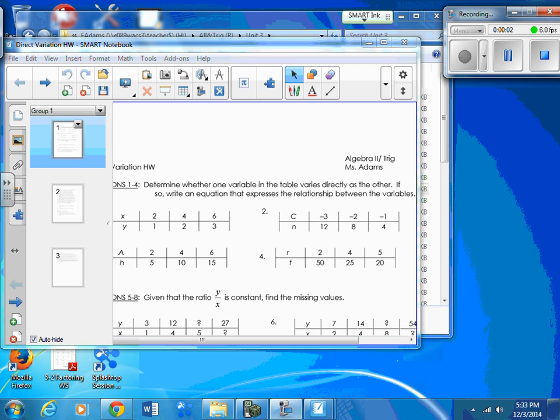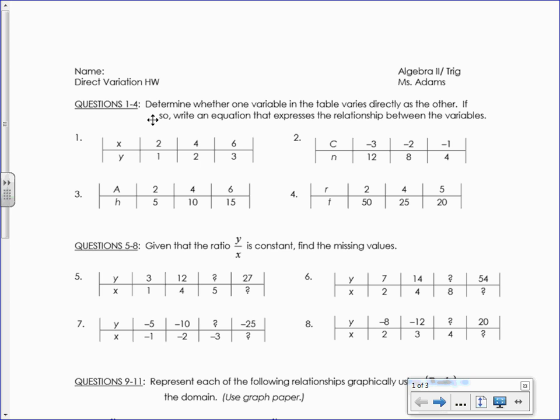This is the solutions video to your direct variation homework for the first day that you had this worksheet. So for tonight, you guys only had to do the evens. Looking at questions 2 and 4, this section was asking us to determine whether it was direct or not. And if it was, we needed to write an equation.